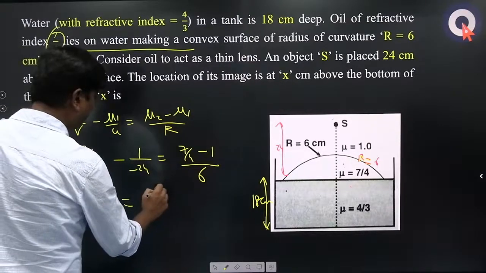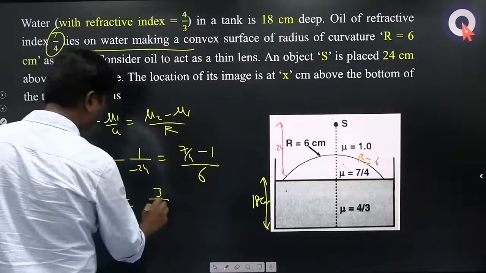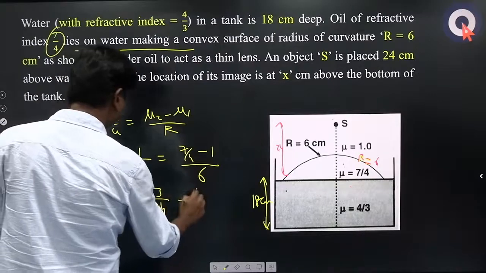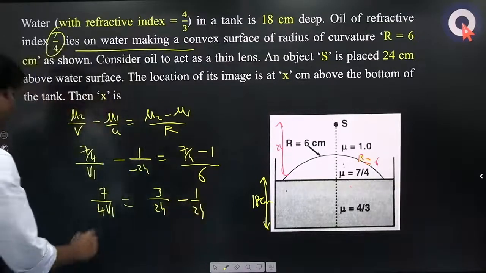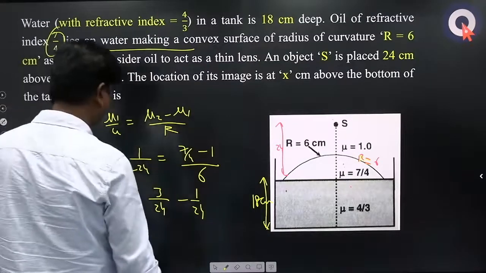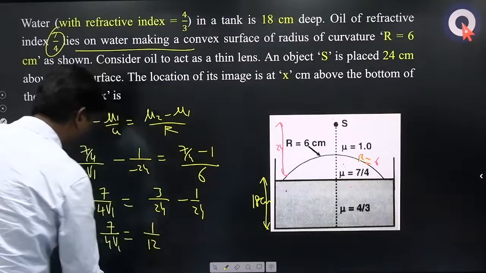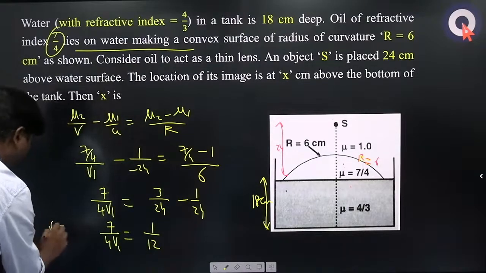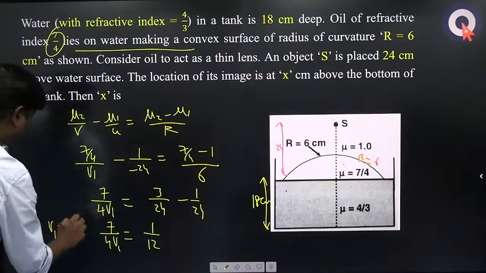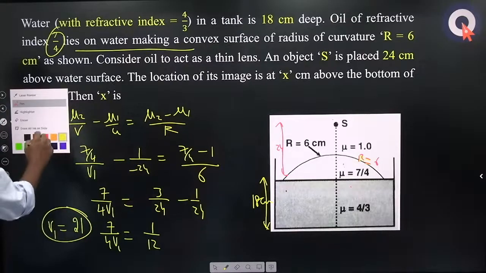So 7 by 4 v1 is equal to 3 by 4 into 6, that is 1 by 8, and then minus 1 by 24. So 7 by 4 v1 is equal to 2 by 24, that is 1 by 12. So what is v1? 21 you will be getting. So v1 is 21. That means here I'll show you the ray diagrams.